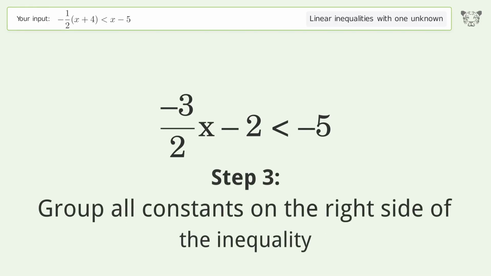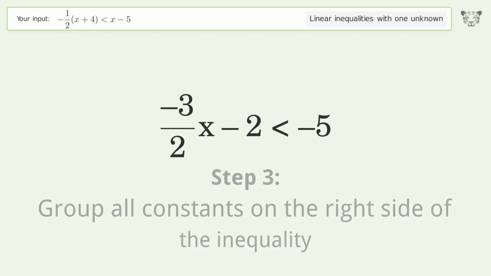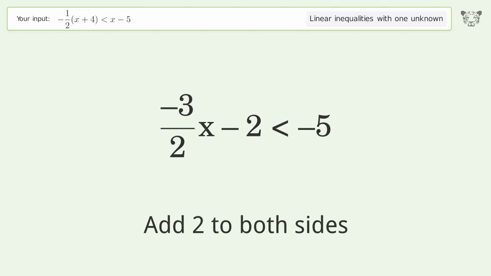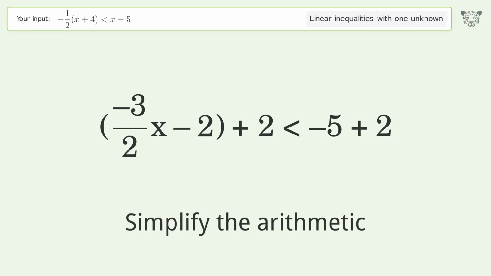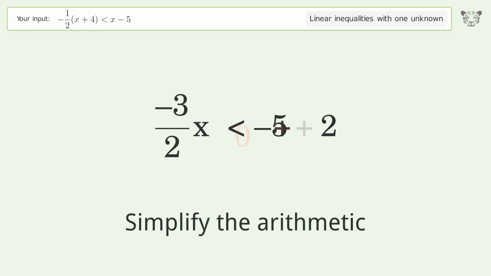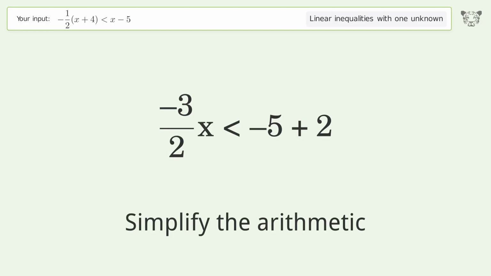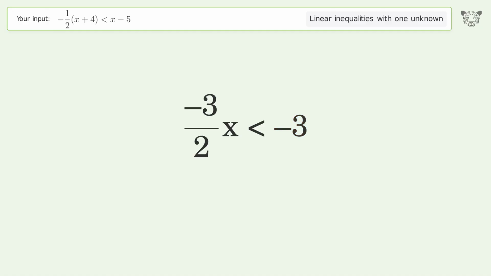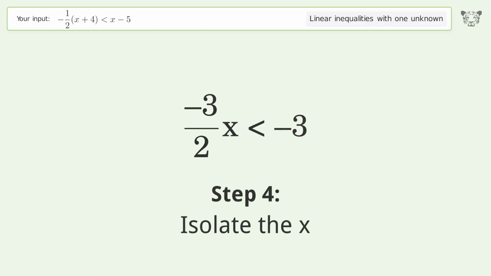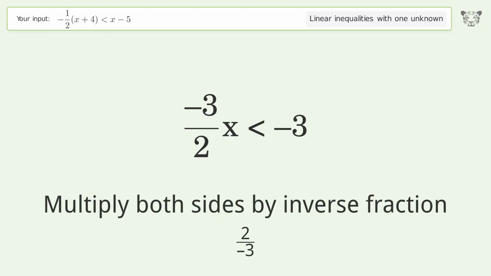Group all constants on the right side of the inequality. Add 2 to both sides. Simplify the arithmetic. Isolate the x. Multiply both sides by inverse fraction 2 over -3.